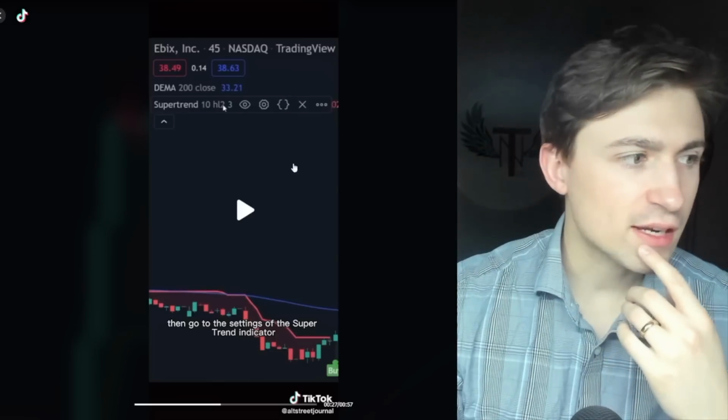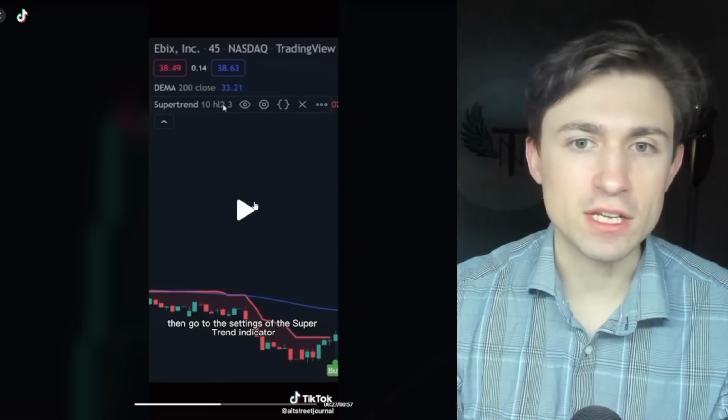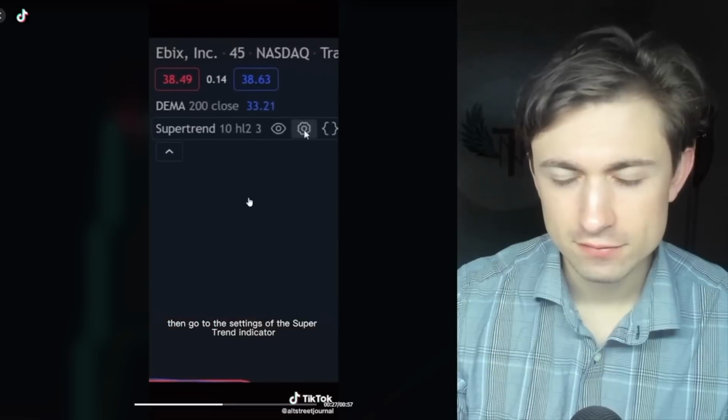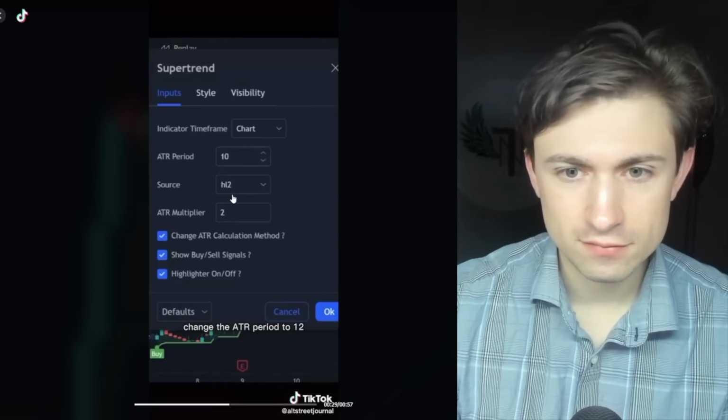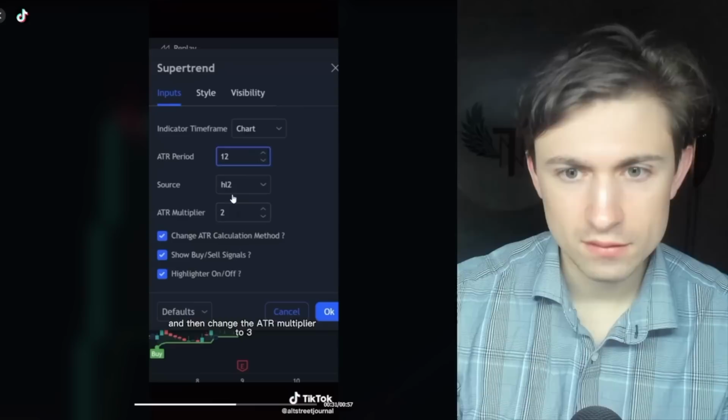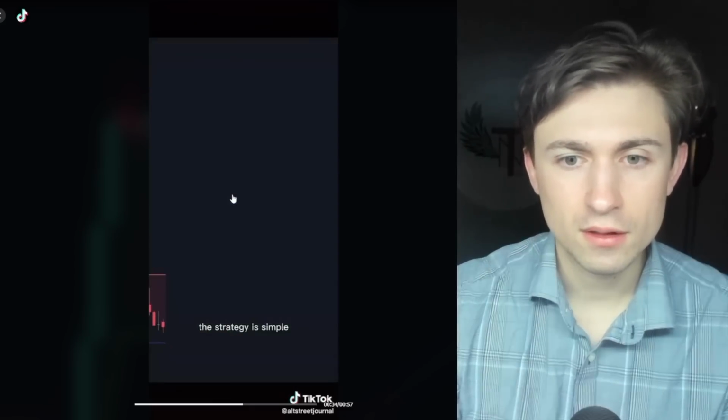Okay, so he's setting up sort of a moving average indicator on TradingView. Go to the settings of the super trend indicator, change the ATR period to 12, and then change the ATR multiplier to 3. The strategy is simple.